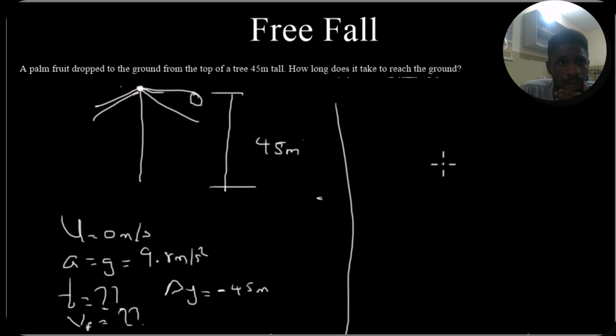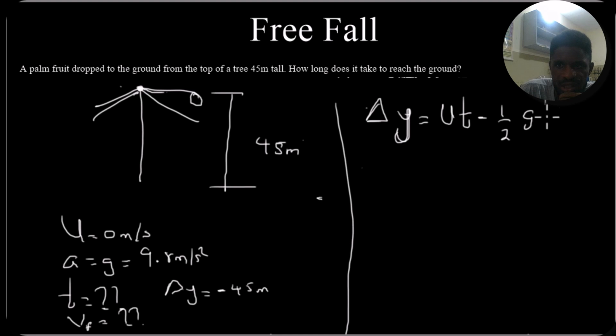Can we use v squared is equal to u squared minus 2g delta y? Again, we can't use that, because we have a single unknown, but what we're looking for is not what the question is asking us for. The question is asking us for t, so we use delta y equal to ut minus half gt squared.